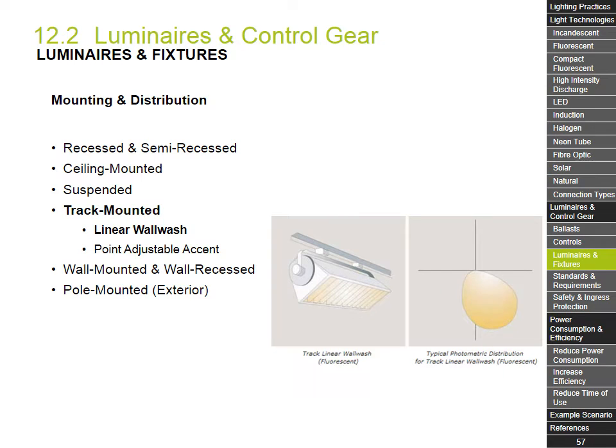Track-mounted luminaires offer flexibility of lamp types, distribution types, aiming angles, and positioning. Tracks are easy to apply and can cost less to install than fixed units due to a single power point for any row of possible luminaire locations.